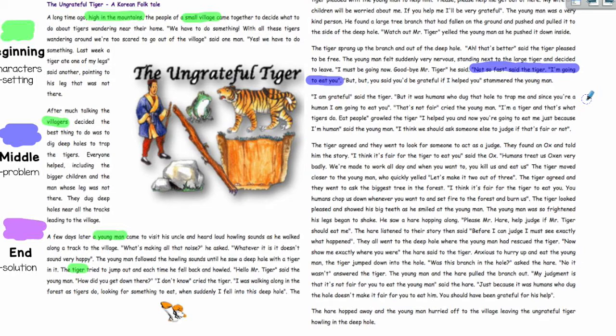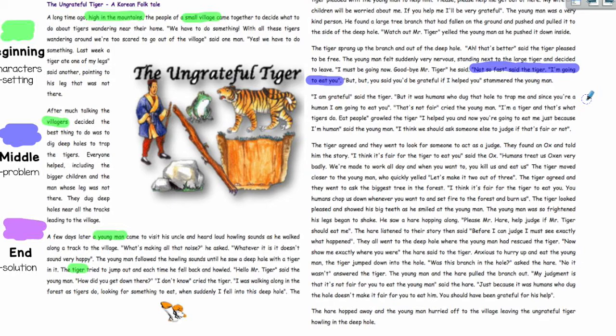The tiger looked pleased and showed his big teeth as he smiled at the young man. The young man was so frightened his legs began to shake. He saw a hare hopping along. "Please, Mr. Hare, help judge if Mr. Tiger should eat me." The hare listened to the story and then said, "Before I can judge, I must see exactly what happened." They all went to the deep hole where the young man had rescued the tiger. "Now show me exactly where you were," the hare said to the tiger. Anxious to hurry up and eat the young man, the tiger jumped down into the hole.